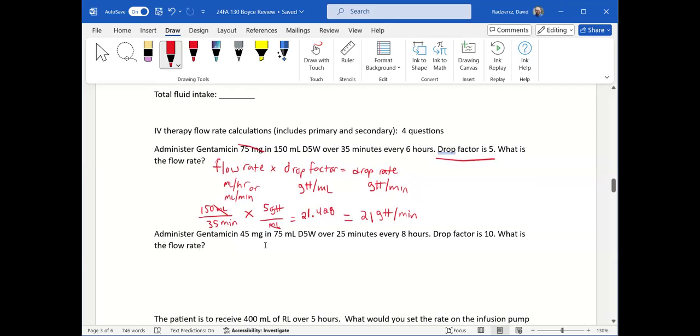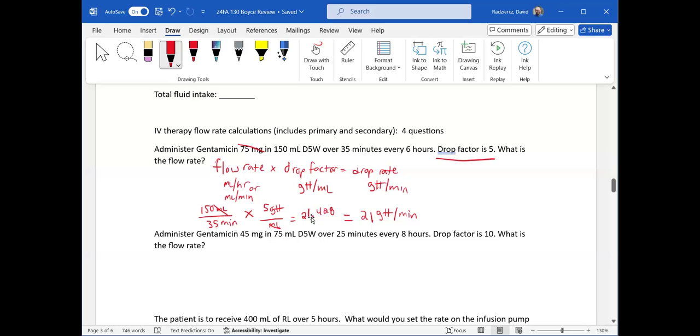So this second version is the same type of question. Instead of 150, it's 75. Instead of 35, it's 25. Instead of 6 hours, 8 hours. Instead of 75 milligrams, 45 milligrams. And then the drop factor is also different, but you're still going to plug it in and do exactly the same as you did the first time around, as I showed it. So I'll leave that for you to practice and make sure you have it down.